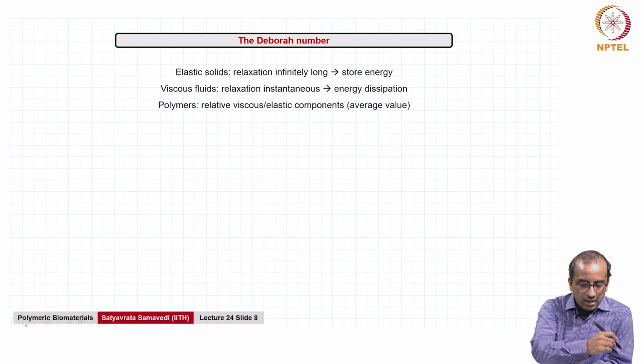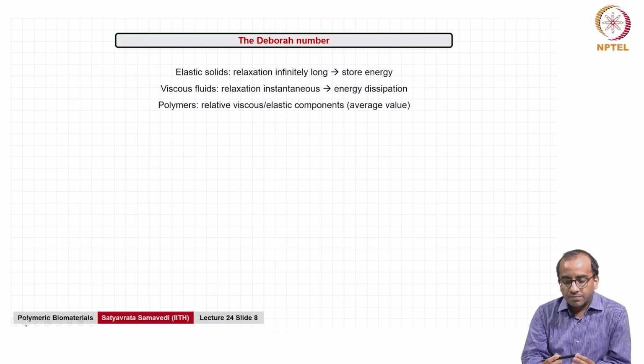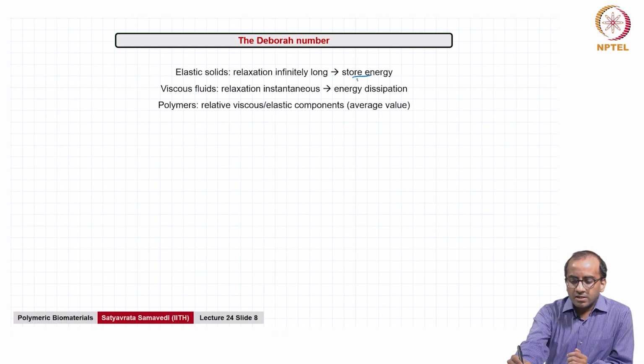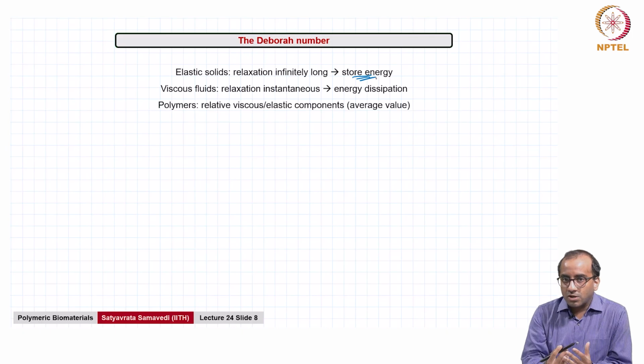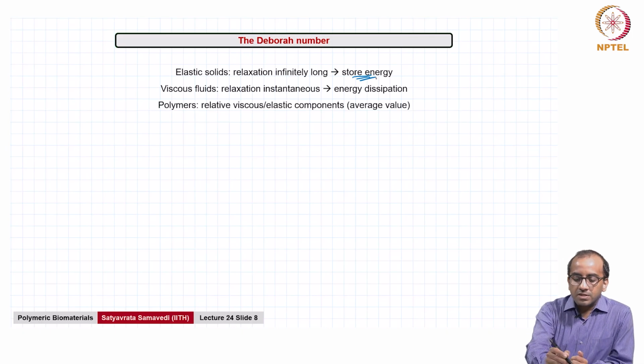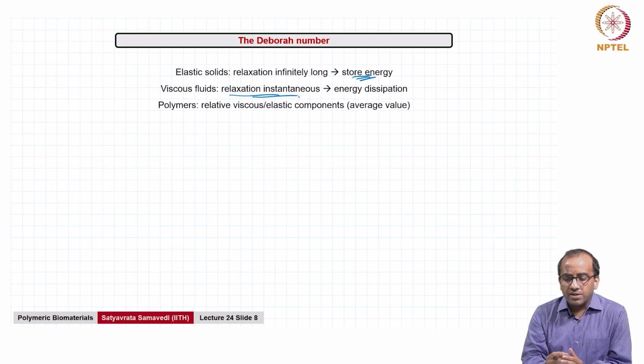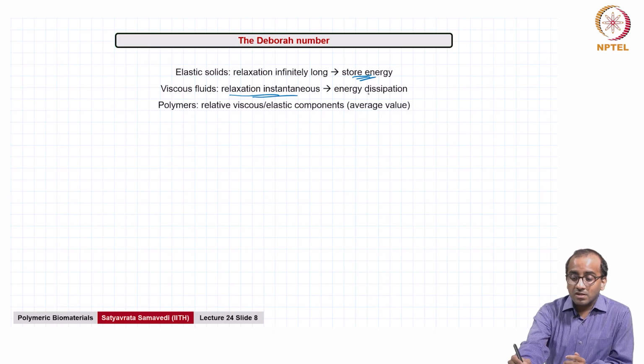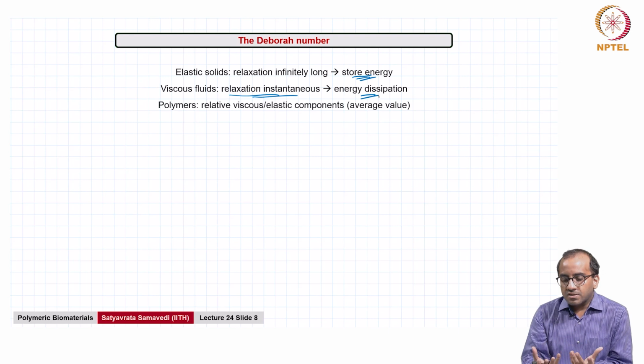So first we will note that for elastic solids, any relaxation that can potentially occur is going to take an infinite amount of time. Essentially, for any time scales that are meaningful, elastic solids don't show any relaxation at all, primarily because they are associated with the ability to store energy, not to dissipate. Whereas for viscous fluids, the relaxation is almost instantaneous, right, because they are associated with dissipation. And polymers, like we have said repeatedly, you can have relative viscous and elastic contributions resulting in relaxation timescales depending on what you are interested in.